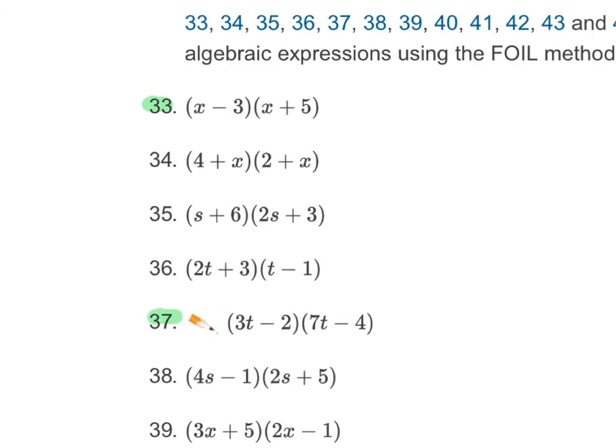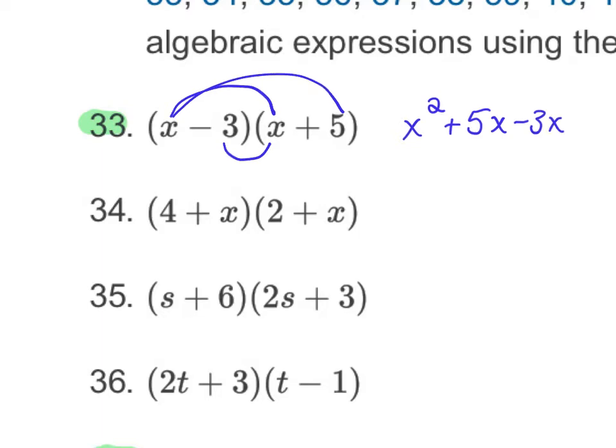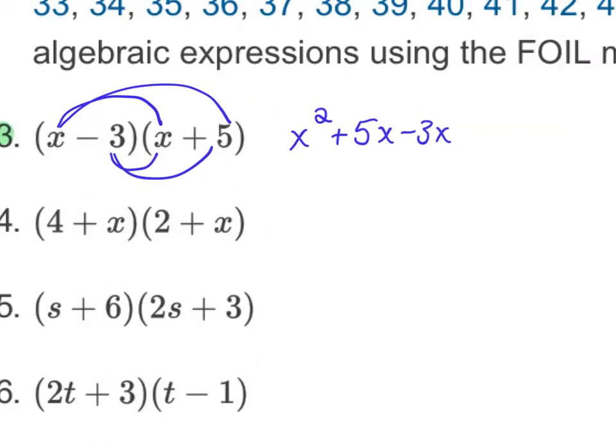What are we doing in 33? Are we adding and subtracting? Foiling. We're foiling, we're multiplying. So we go x times x is x squared. X times 5, 5x. Negative 3 times x, negative 3x. Negative 3 times negative 5, negative 15. What can I do here in the middle? I can combine those like terms. So I'm left with x squared plus 2x minus 15.